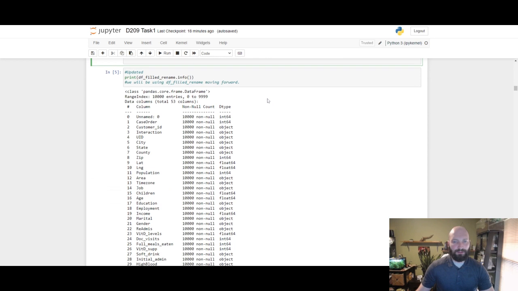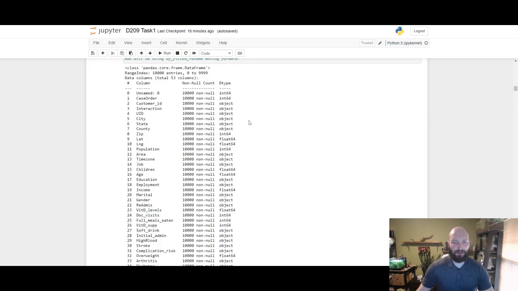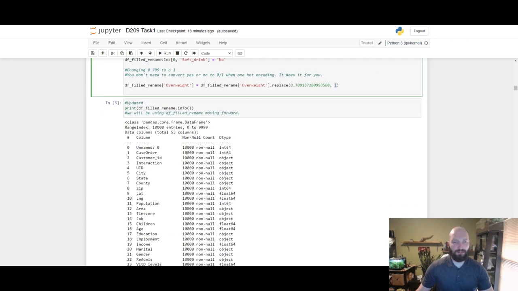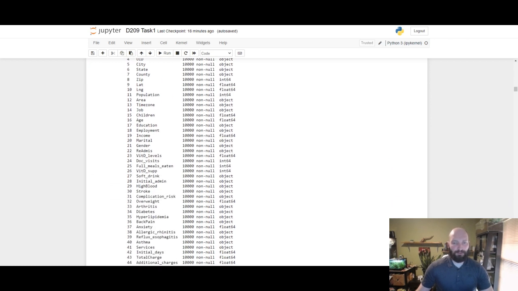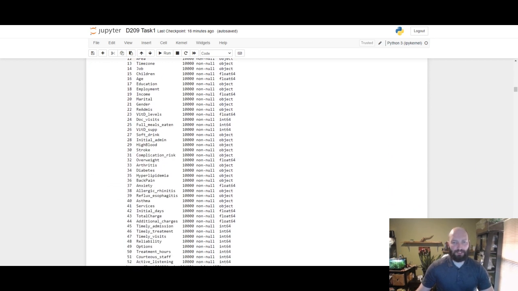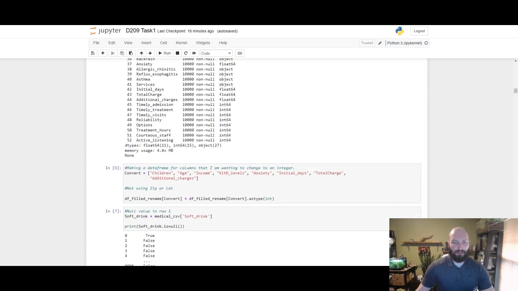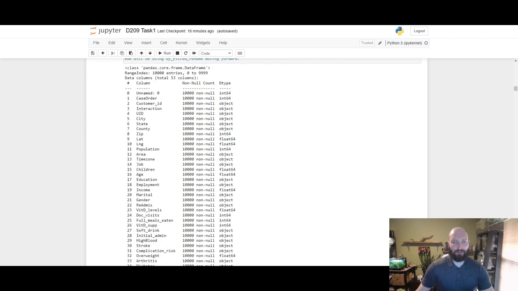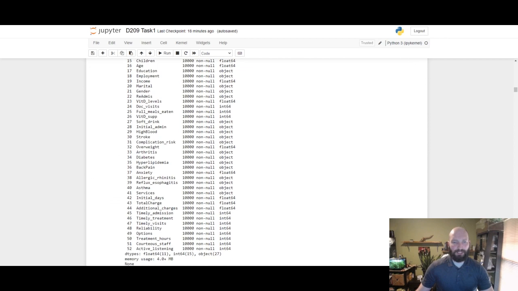And so here is the fixed data set. And I noticed that we had some different data types in here.